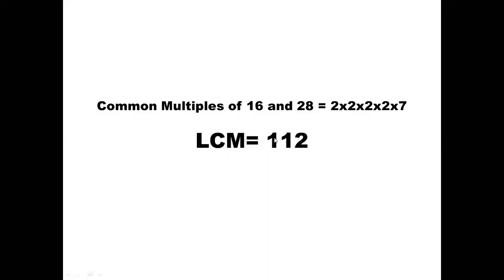For the last two steps, first you have to write down common multiples of 16 and 28 like I have done it over here. Then all the prime divisors will come like this. In between, the multiplication sign will be written. You are going to multiply all of them together, and your final answer 112 is your LCM. This is LCM by division method.